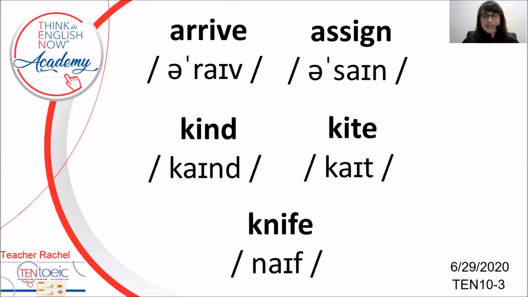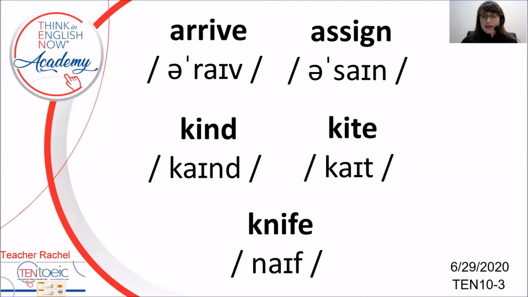Kite. This is a toy, maybe for children, but maybe for adults. It's a piece of fabric, and then there's a long string, and you throw it in the air when there's lots of wind blowing, and it keeps it high up in the air. So fly a kite. The children like to fly a kite.